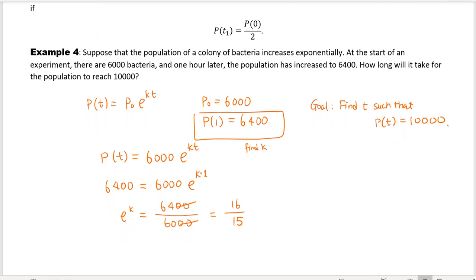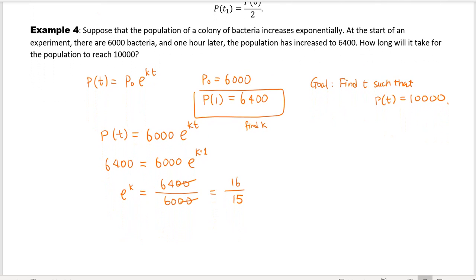Okay, now how do we find k? Get rid of the e, right? So we apply natural log on both sides. Natural log of e to the k is natural log of 16 over 15. Natural log and e canceled, so this is just k. And leave your answer like this at this moment, so don't plug in your calculator and get a bunch of decimals. We want to have the exact answer at this point, okay?